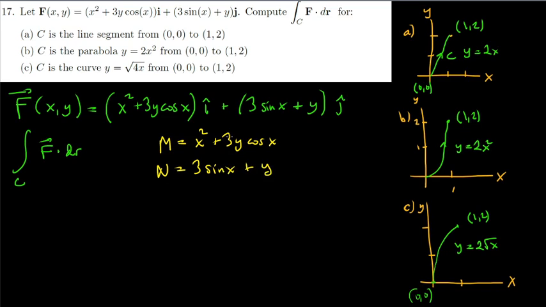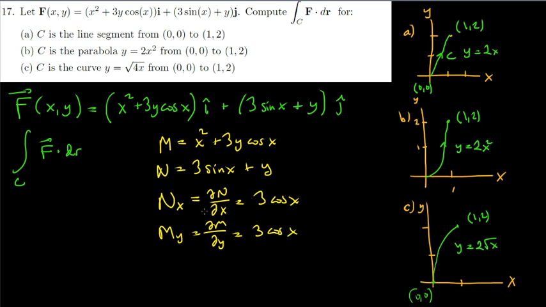So is this vector field conservative? Is the differential form exact? So let's check. Let's calculate N sub x, that's the partial of N with respect to x. That's just 3 cosine x. Partial of M with respect to y is 3 cosine x. Well, what do you know? They match. So if M sub y equals N sub x, the differential form is exact, the vector field is conservative.